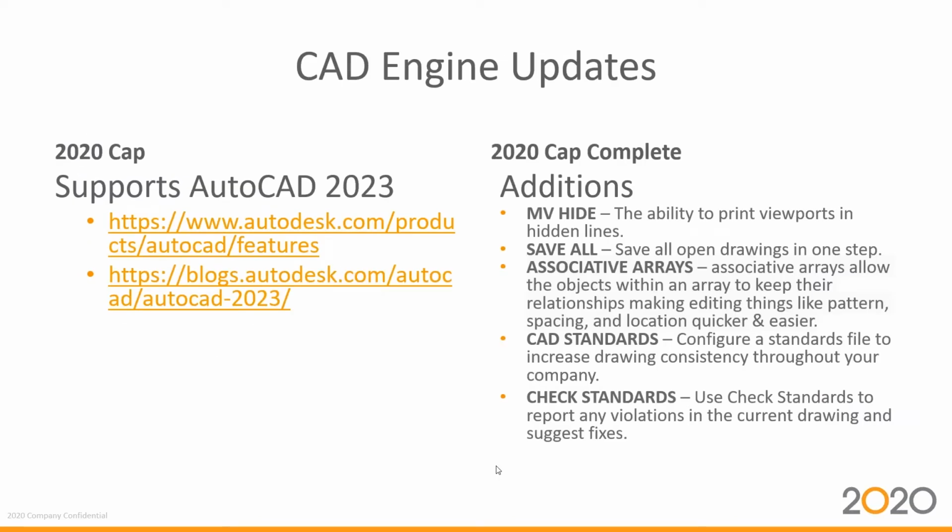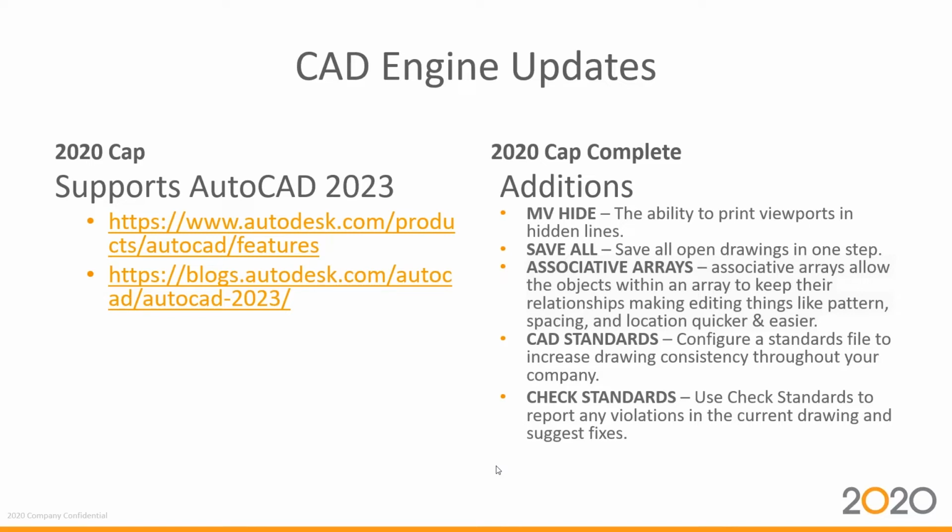So what's new with our CAD engine updates? As you know, 2020 CAP runs on AutoCAD, and we've updated that to support AutoCAD 2023. We've got a couple of links here, and I think Vanessa is going to put those in the chat as well to let you peruse what's new in AutoCAD 2023. It's a mature platform, and there's always new things in there, and there are things that will appeal to one user versus another. So I invite you to go in and look at those on your own.